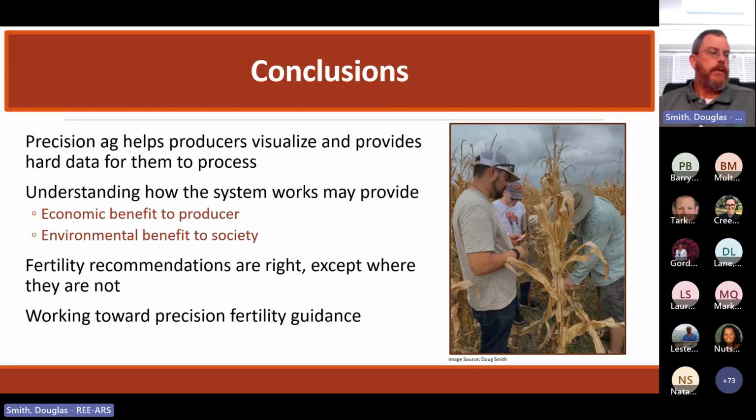Overall conclusion: precision ag helps producers visualize their data and gives them hard data that conservation-minded folks like yourself can visit with them about resource concerns. We got to know how the system works, and it appears that there may be some economic benefit to the producer by adopting precision ag technologies and basing management off of these technologies, as well as some benefit to society through potentially improved water quality. Early recommendations are right, except for where they're not, and we've got a pretty big team working on that now.